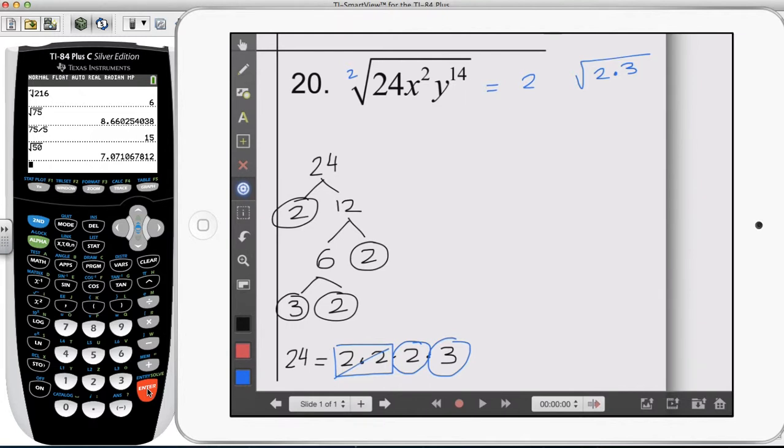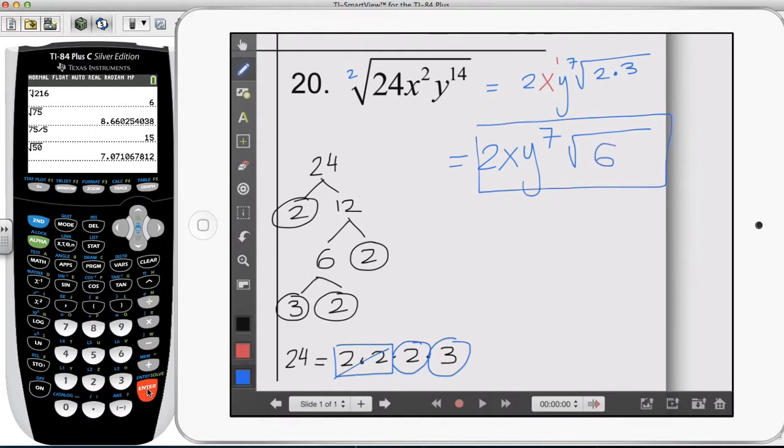Now, if you look at the x, the power of x is 2. The power is completely divisible by the index. 2 divided by 2 is a 1, so x to the 1st. Now if you look at the y, the power of the y is completely divisible by the index. 14 divided by 2 is a 7, so y to the 7th. So my final answer is going to be 2x. I don't have to put the power 1. y to the 7th, and inside the radical I'm going to have 2 times 3, which is a 6. And that's going to be my final answer.